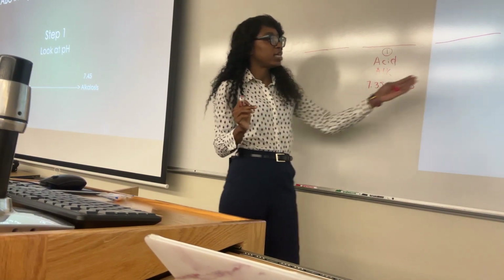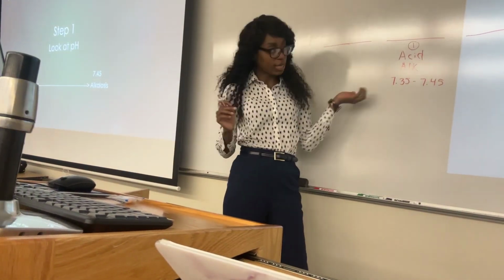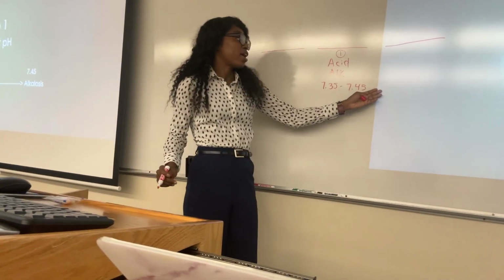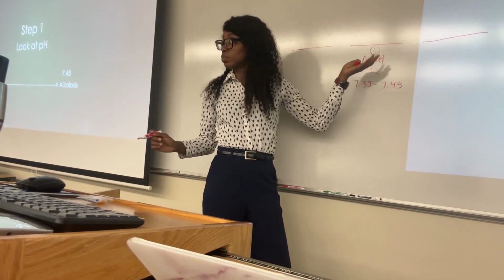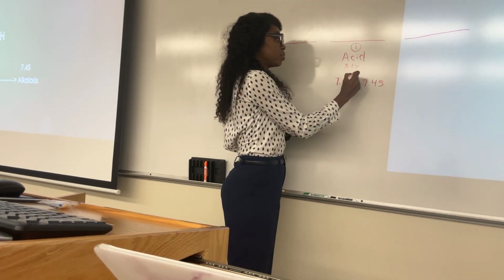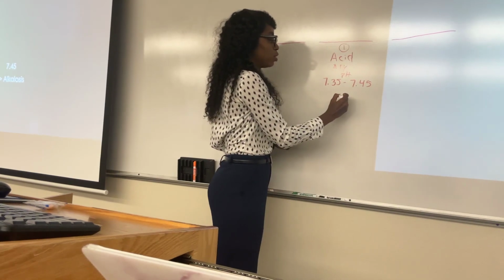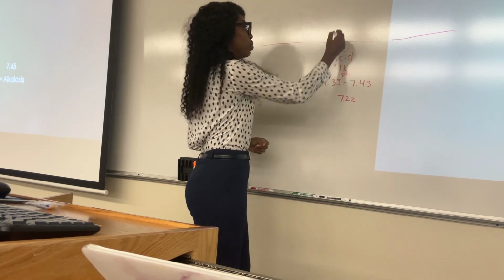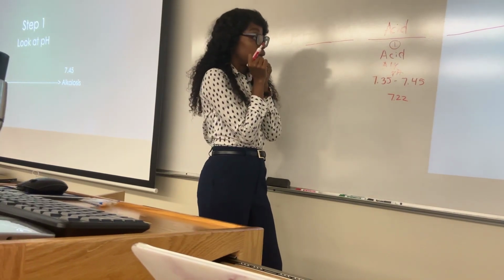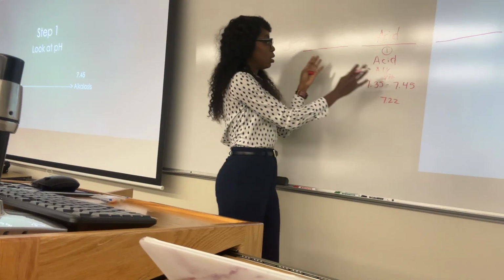So first we look at our number. If our number is, let's say, 7.22, automatically we know it's going to be acidosis. If our number is 7.51, it'll be alkalosis. So whatever our number is for the pH, we look at that first and we put whatever that thing is. So let's say our number is 7.22. So we're going to put acidosis. Okay, it's acidic.